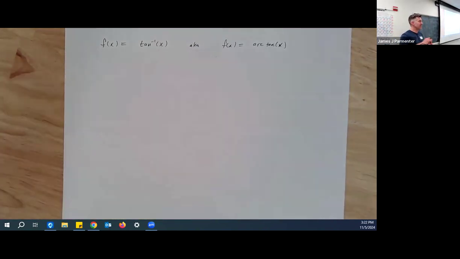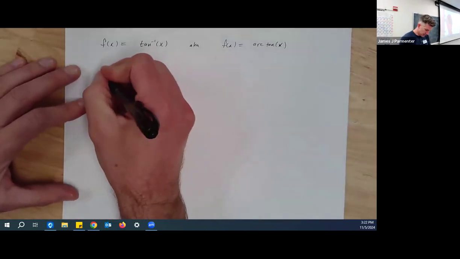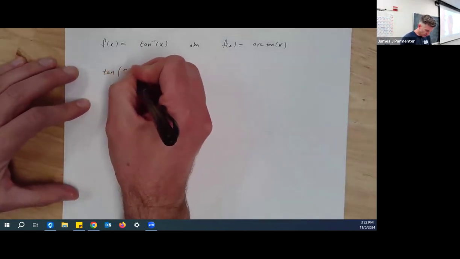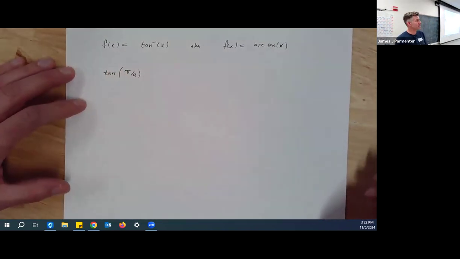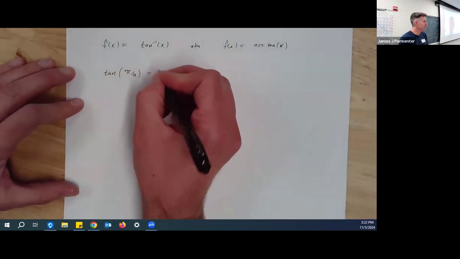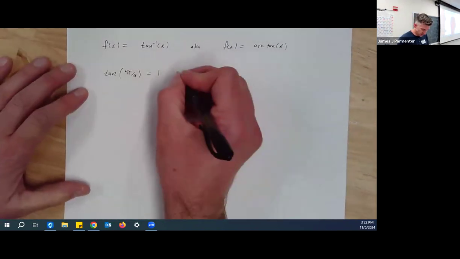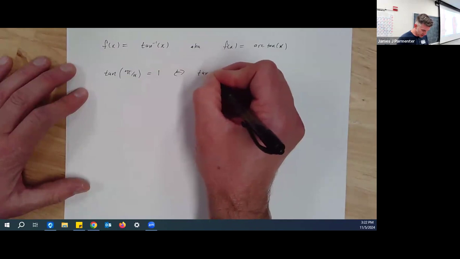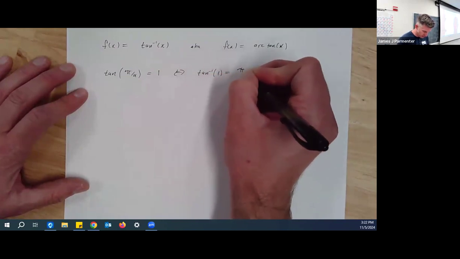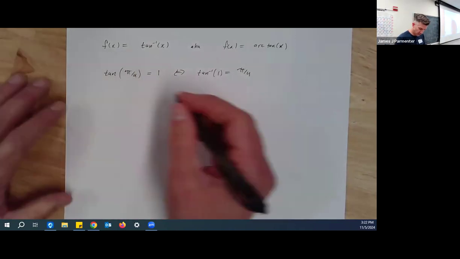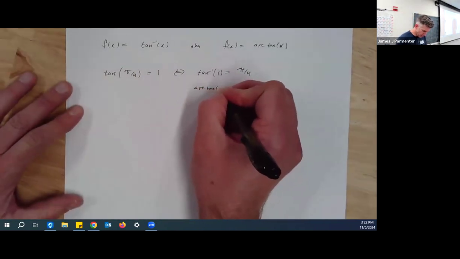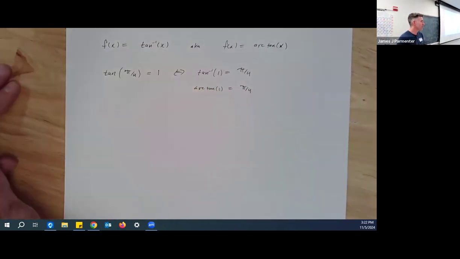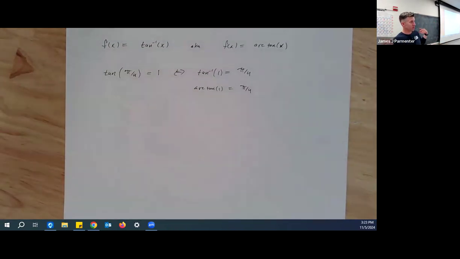Inverse functions interchange the input-output rules. So for example, tangent of pi over 4 radians or 45 degrees is equal to 1, which means for us that the inverse tangent of 1 is equal to pi over 4. Or if you prefer, the arctangent of 1 is equal to pi over 4. So essentially, if tangent of an angle equals a number, the arctangent of the corresponding number equals the angle you would have taken tangent of.